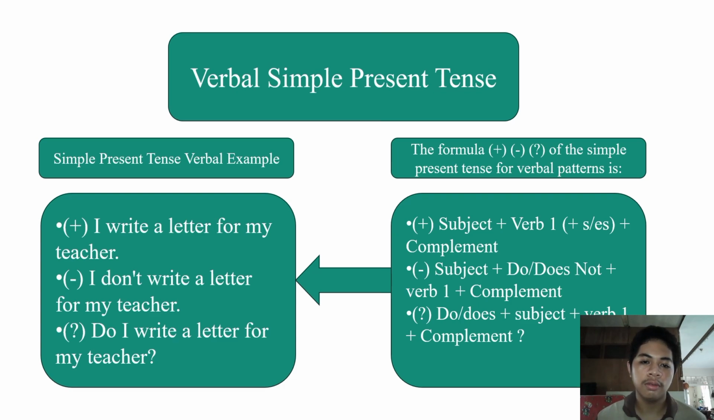Simple present tense verbal example. I write a letter for my teacher. I don't write a letter for my teacher. Do I write a letter for my teacher?